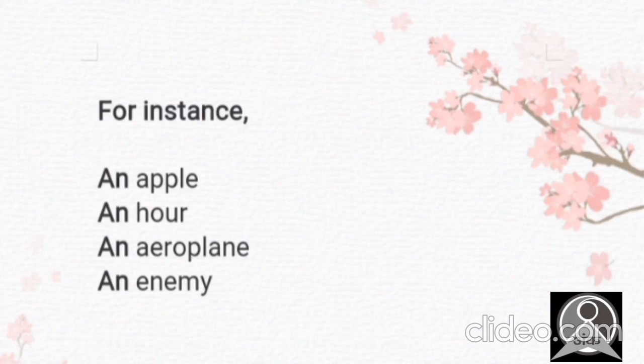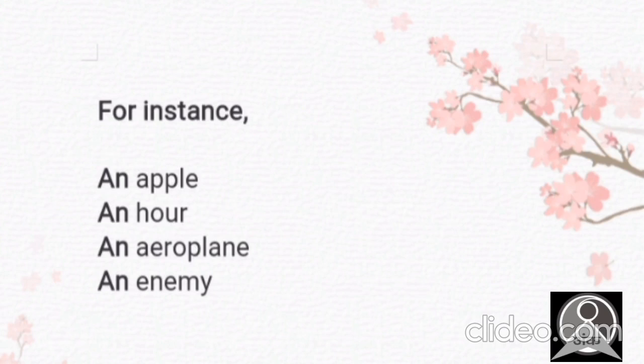So here let's have some easy examples. Firstly, I have written an apple. Apple starts with A and it sounds like A as well, right? This is a vowel, so that's why we are putting an here. The next one is an hour. You might be thinking, okay, it's starting with H, why is she putting an here? But all we need to know is the sound of the word, whether the sound is of a consonant or a vowel. So it sounds like a vowel. Here H is silent, that's why we are putting an before the word hour.